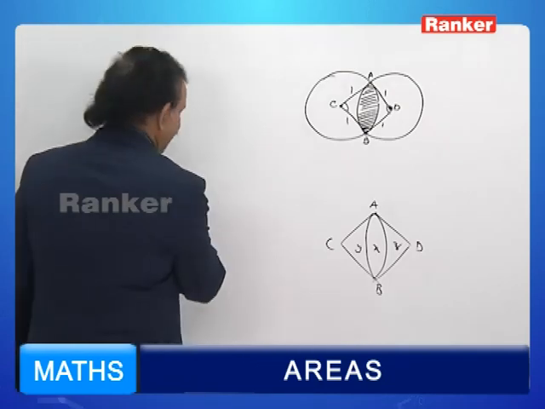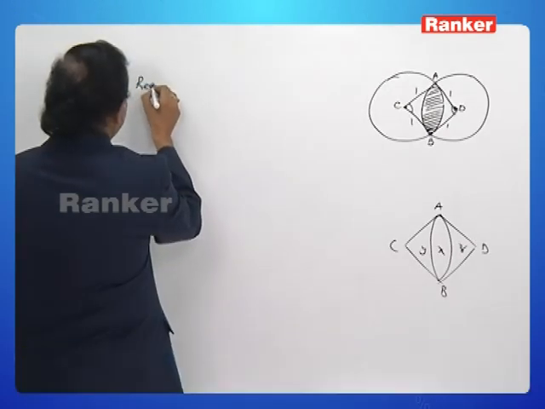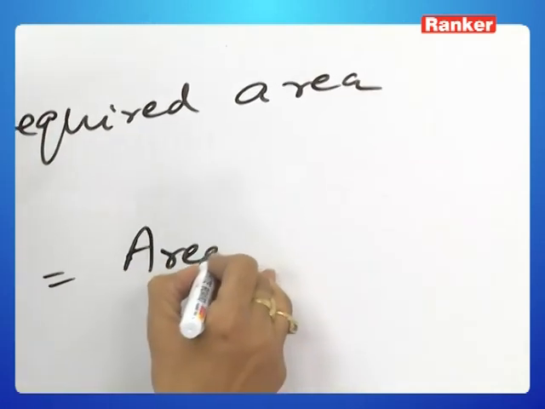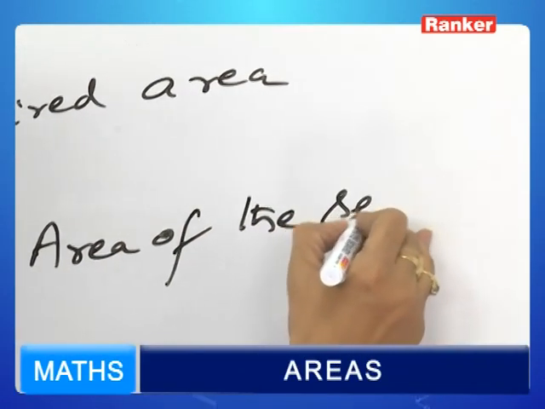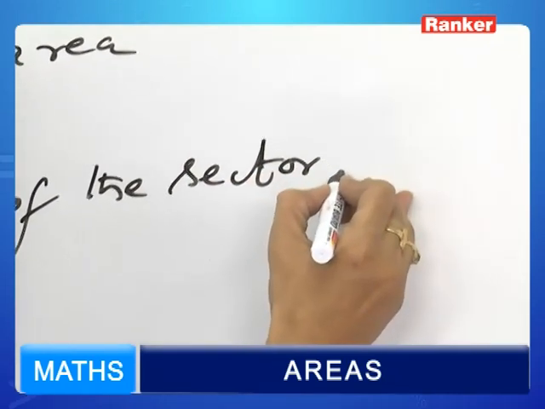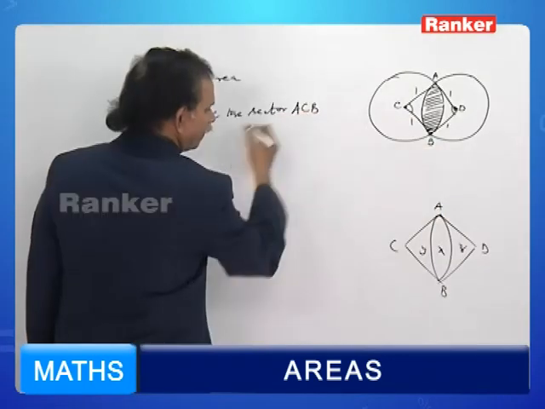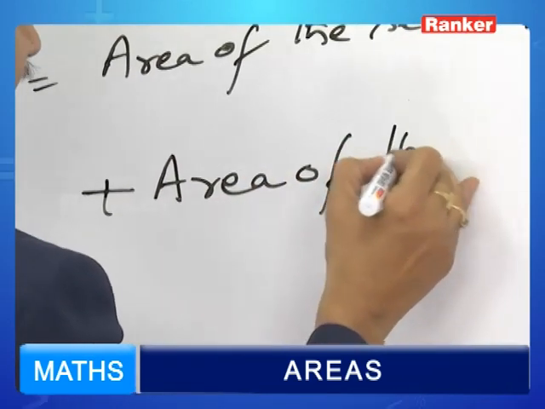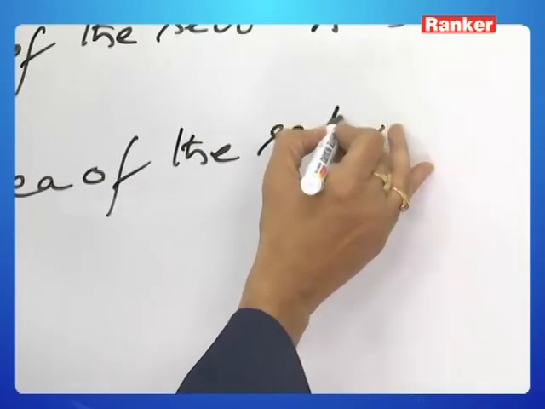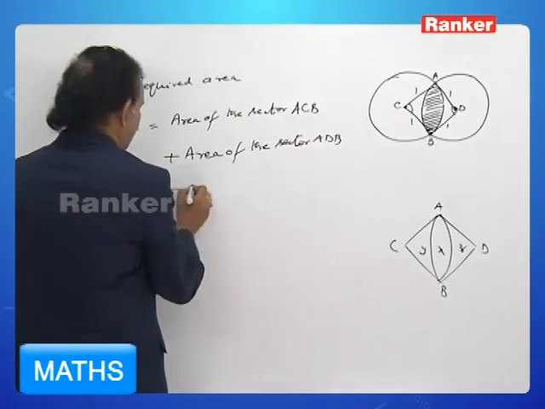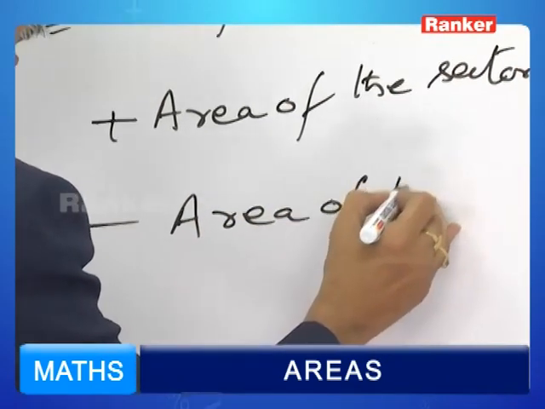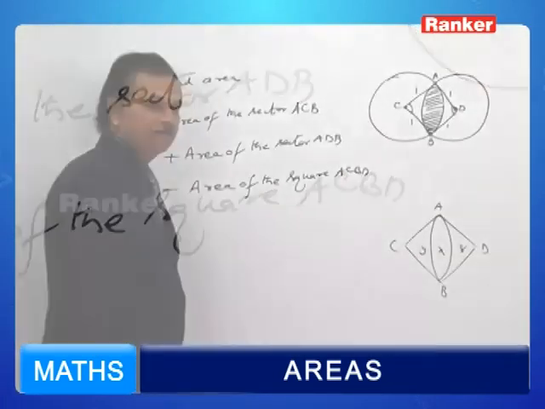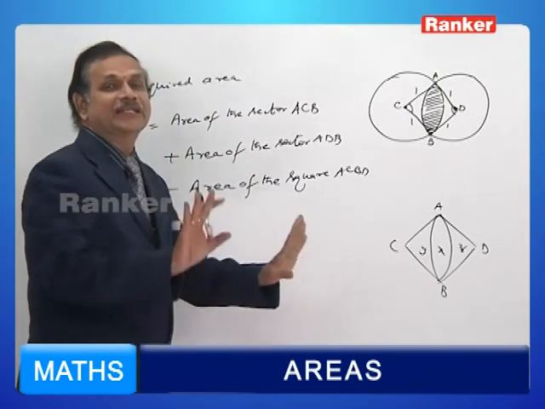I would like to find that X like this. You please follow me. Required area is equal to area of the sector ACB plus area of the sector ADB minus area of the square ACBD. Is this plan correct or not?